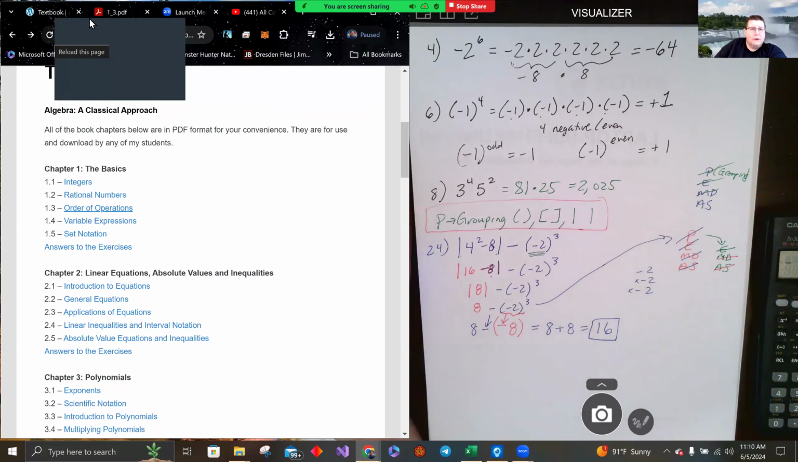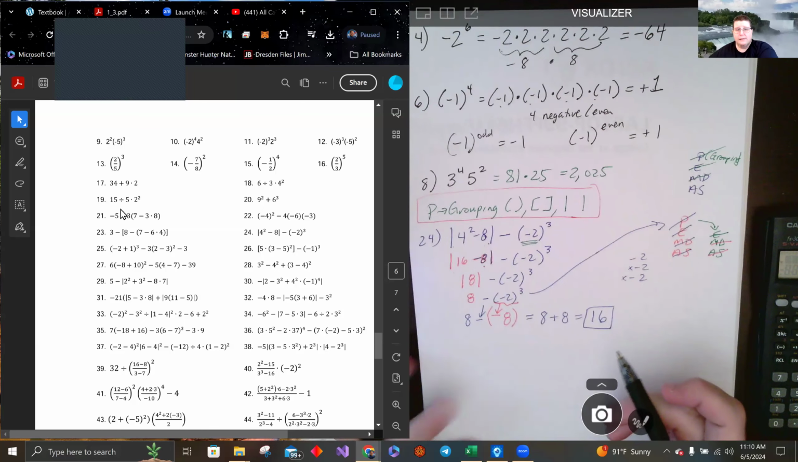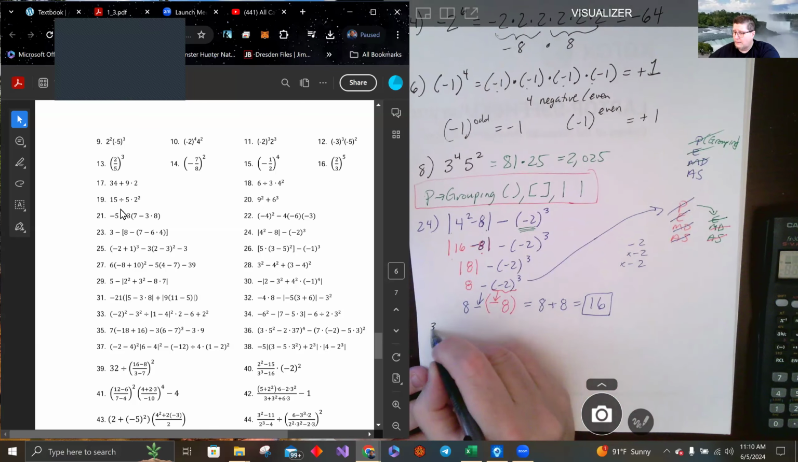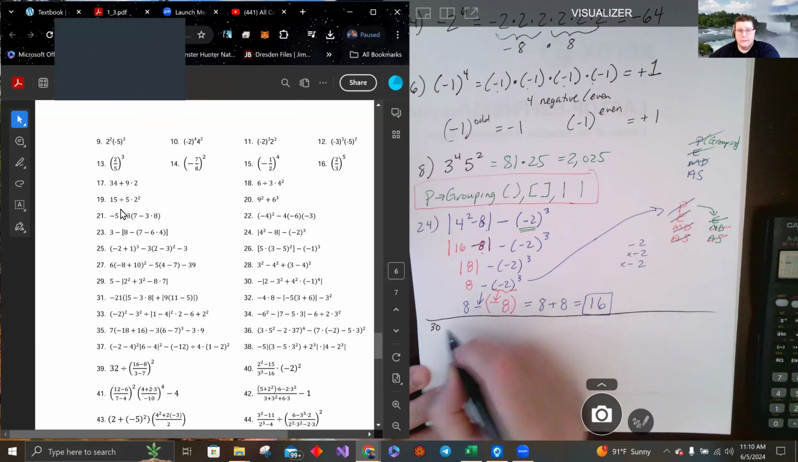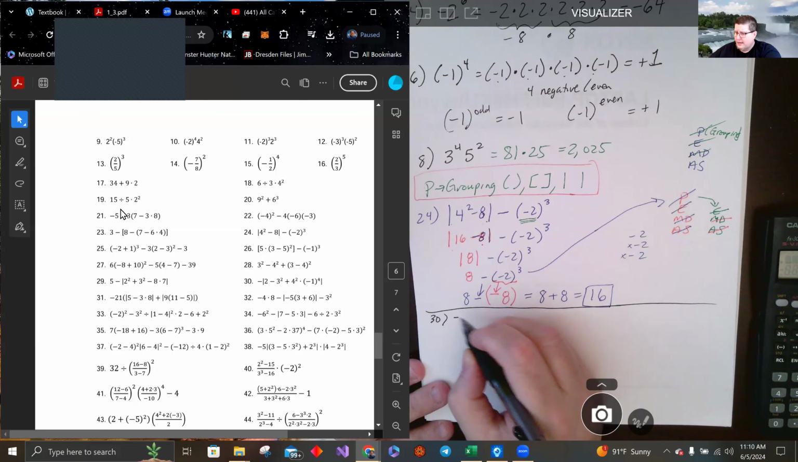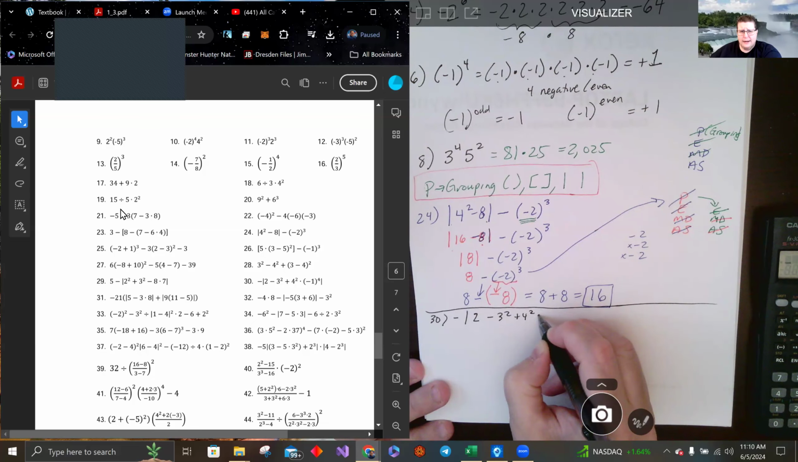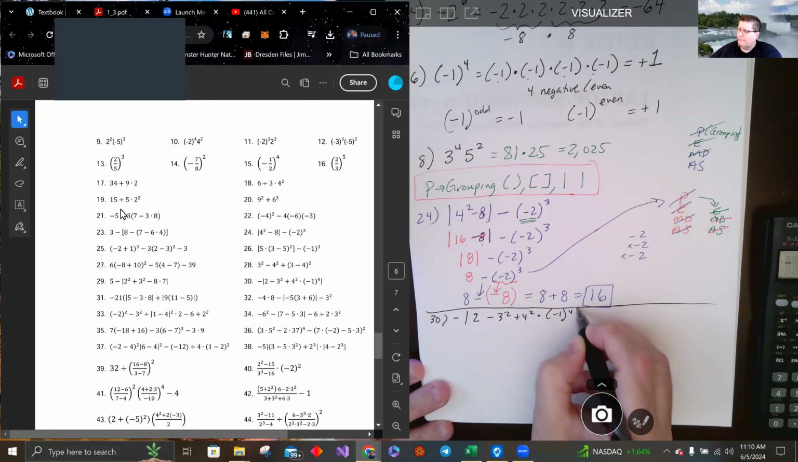Oh, we're doing some problems right here. Let's come and look at some more complicated ones. Look at number 30. Let's do 30 and 30, 32, and 34. Negative absolute value 2 minus 3 squared plus 4 squared dot -1 to the 4th power.